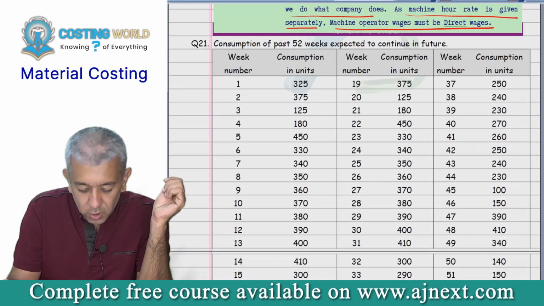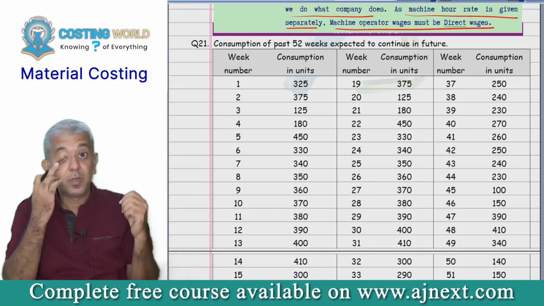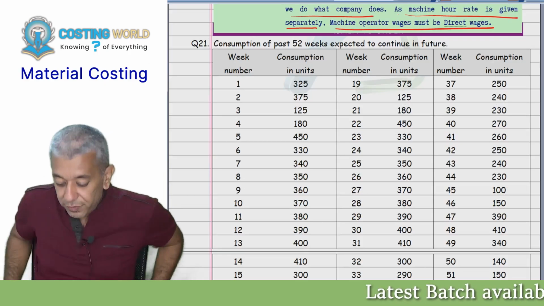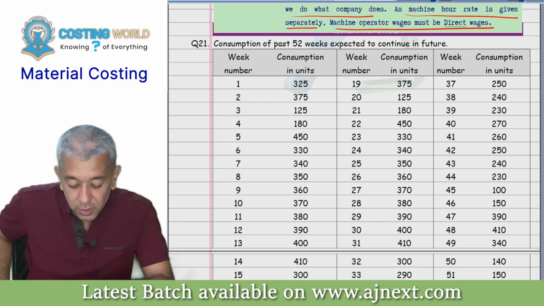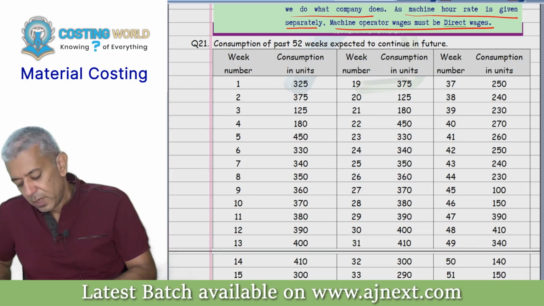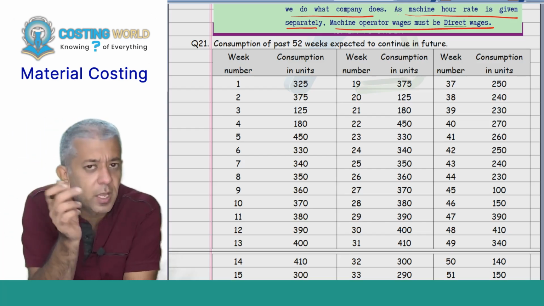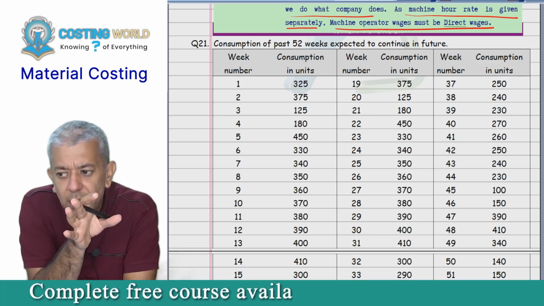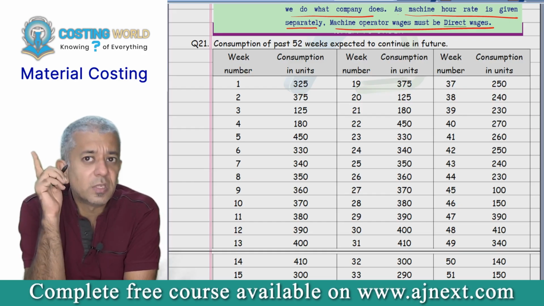This is your question number 20. Now see, from question number 21, we start with the other part of this chapter. Now what is that other part? See, there are many parts of this chapter. Till now we have done what is the meaning of the term purchase cost.